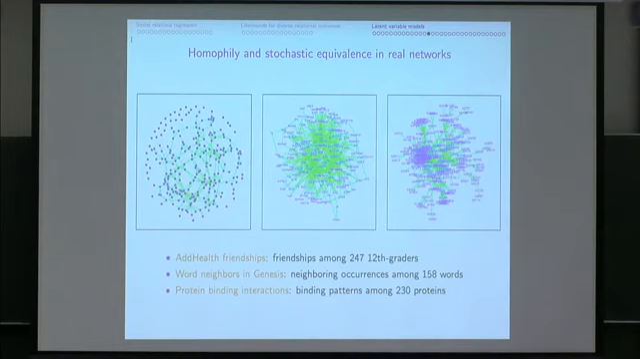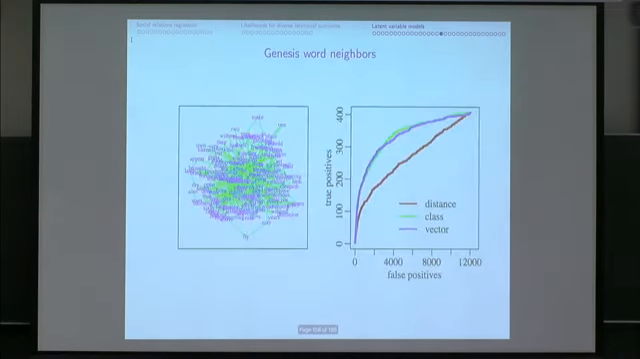There are some parts of the graph where there's lots of homophily going on. But then in other parts, there are these hubs. And things connect to hubs, but hubs don't connect to each other. That's stochastic equivalence and can't be represented by a latent distance model.